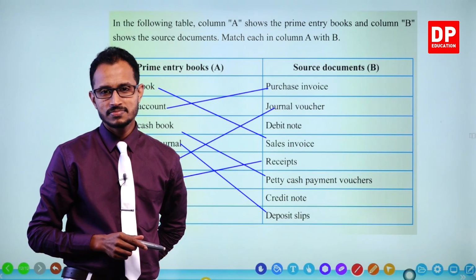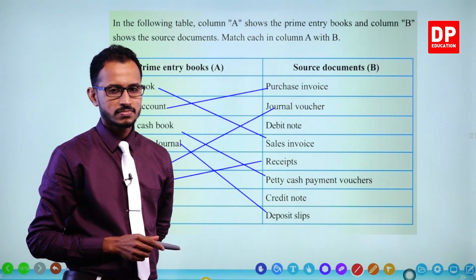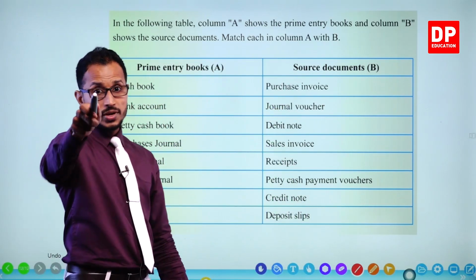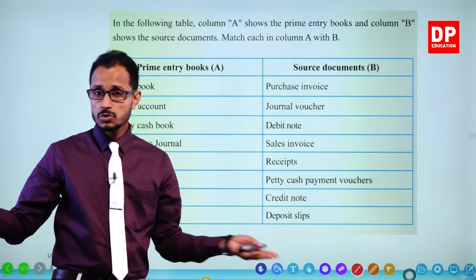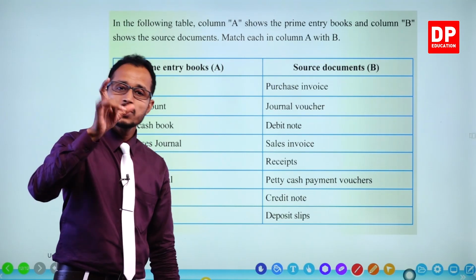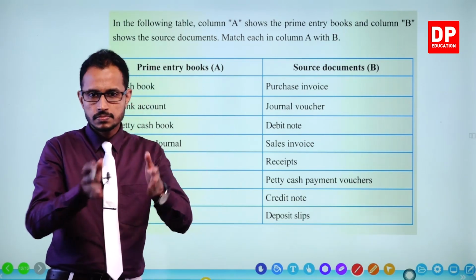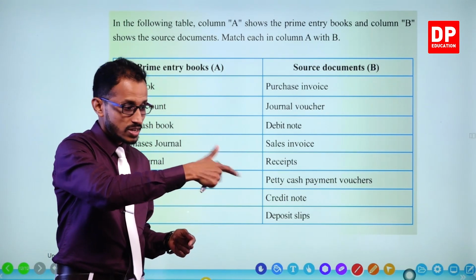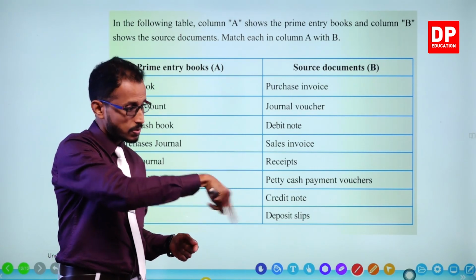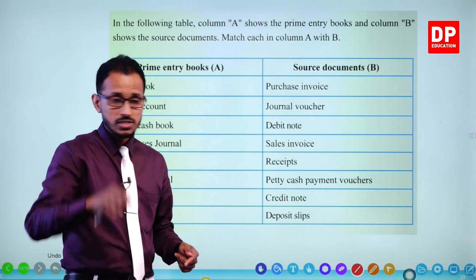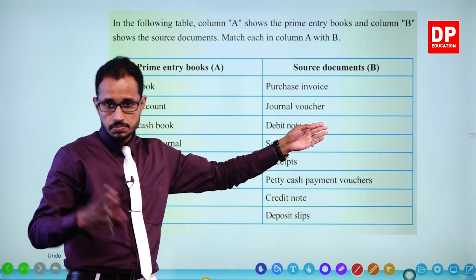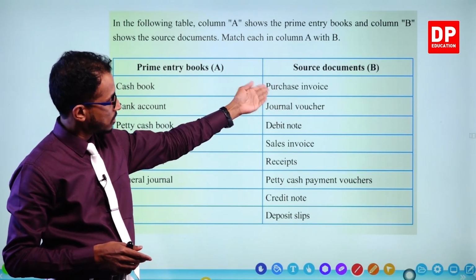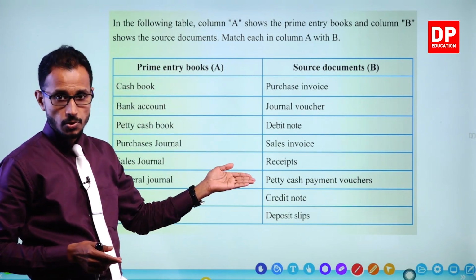It's all wrong. You do it. You know about source documents. You know that a bill is issued every time a transaction happens, and that each and every bill is categorized according to the nature of the transaction. Those bills are used to take the information on the bills to prime books. In that case, you should know which source document is relevant to which prime entry book.